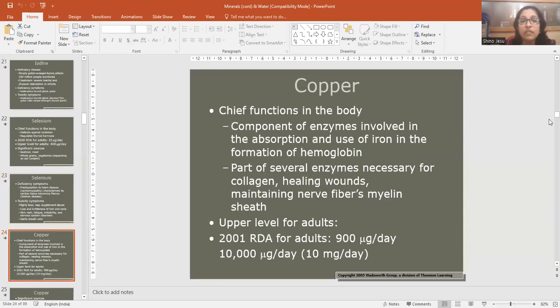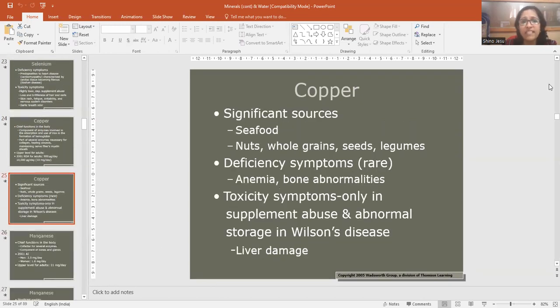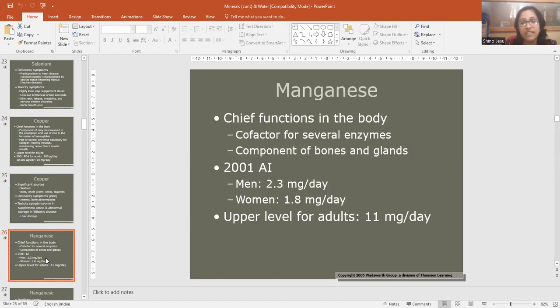So coming to copper, the chief functions in the body are as a component of enzymes involved in absorption and use of iron in the formation of hemoglobin, and part of several enzymes necessary for collagen, healing wounds, and maintaining nerve fibers and the myelin sheath, etc. The upper level for adults is 900 micrograms per day. Significant sources are seafood, nuts, whole grains, seeds, and legumes. Deficiency symptoms are anemia and bone abnormalities, even though it is rare. Toxicity symptoms include Wilson's disease, which results in liver damage.